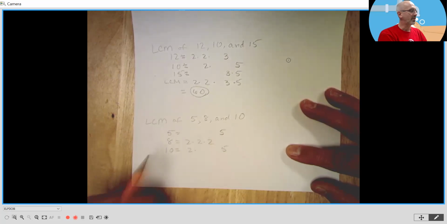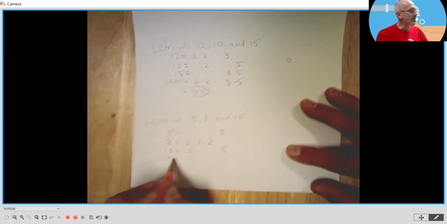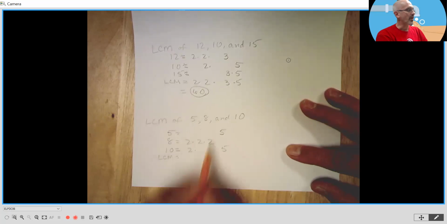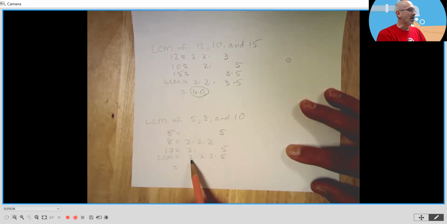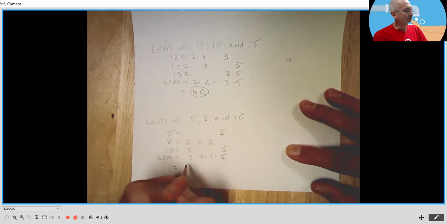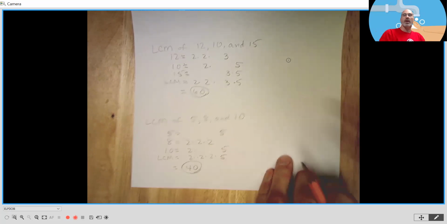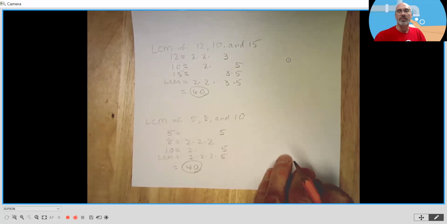5 equals 5. Then we're going to find our least common multiple, and we're going to take 1 from each column. 2 times 2 times 2 times 5. So our least common multiple, 2 times 2 times 2 times 5, which is 40. And that is how to find least common multiple using prime factorizations.